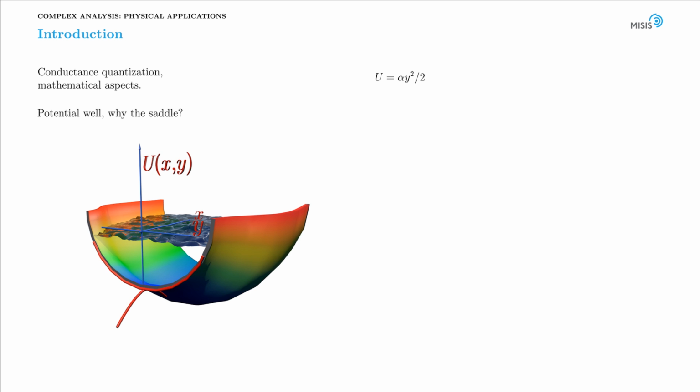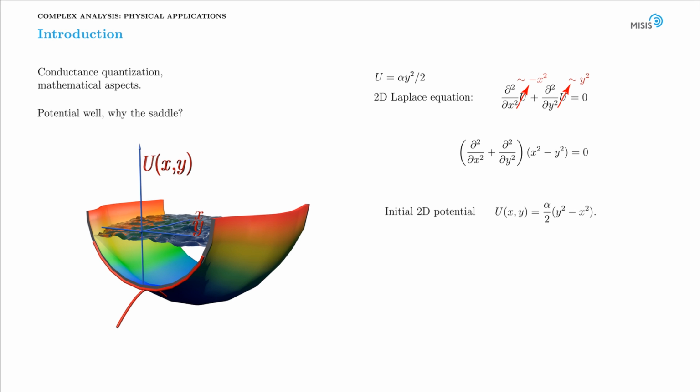If the potential is purely two-dimensional, it ought to satisfy a 2D Laplace equation. Hence, if the y dependence is y squared, then the x dependence must be negative x squared, so the Laplacian of the potential vanishes. This way, we come to the following form of the potential. And here is the classical saddle shape. Notice that x and y enter symmetrically.